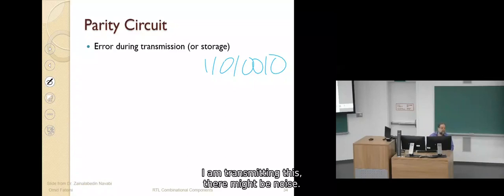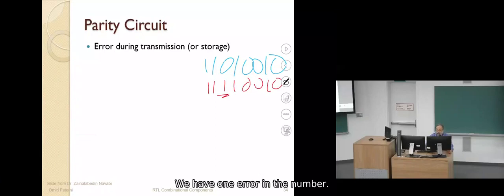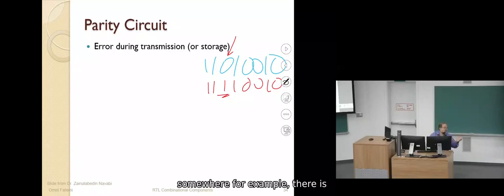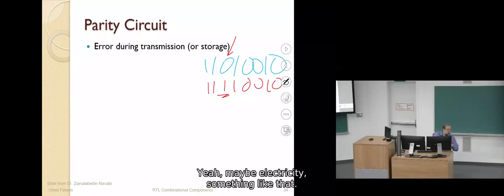When I am transmitting this, there might be noise. Since there might be noise, there might be errors. I transmit this, but I receive something else. Let's say I receive this: 11110100. So we have one error in the number. So in transmission, and in storage also, you store it somewhere in the hard disk, in memory, and there is an error. For example, there is a short circuit in a memory and it cannot store the right number. It flips, maybe from electricity, something like that. So we need some kind of mechanism to detect errors.